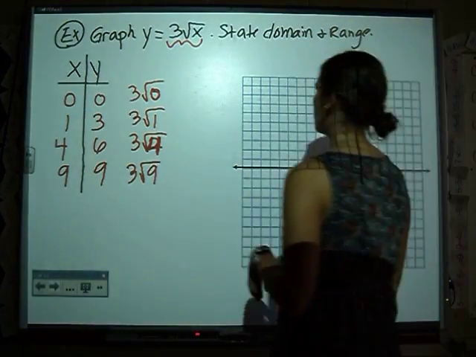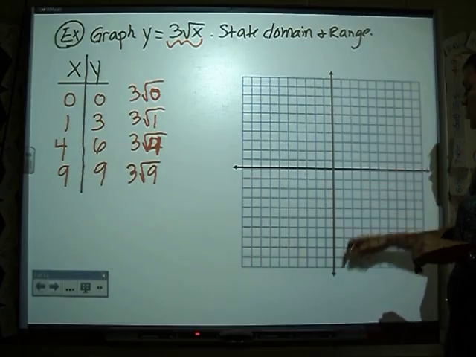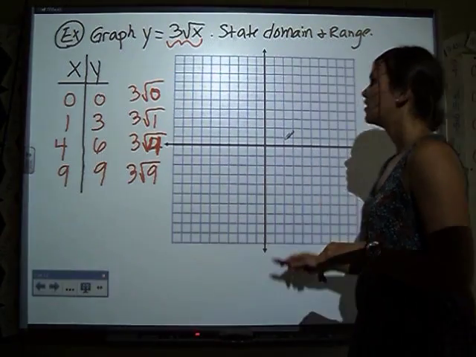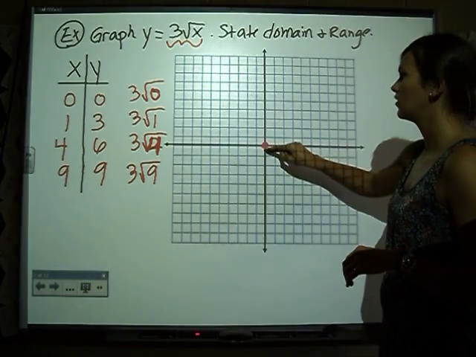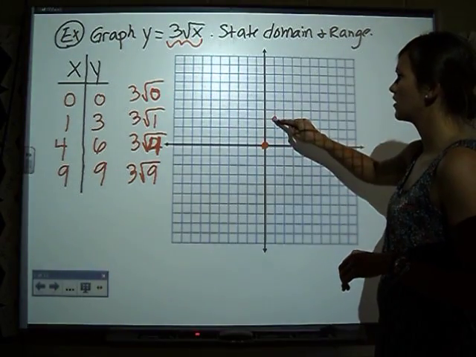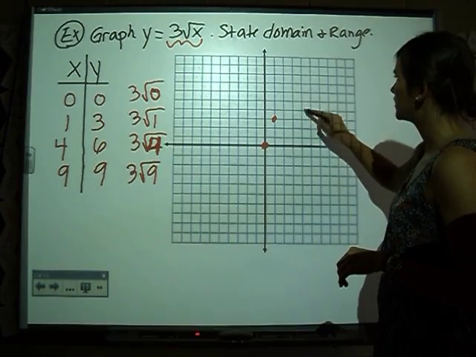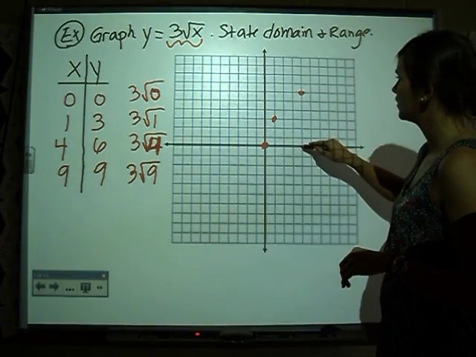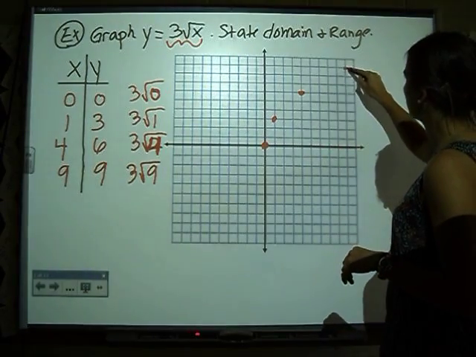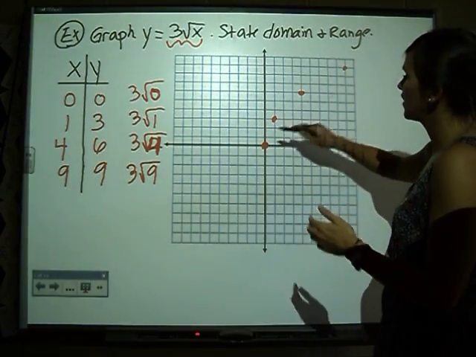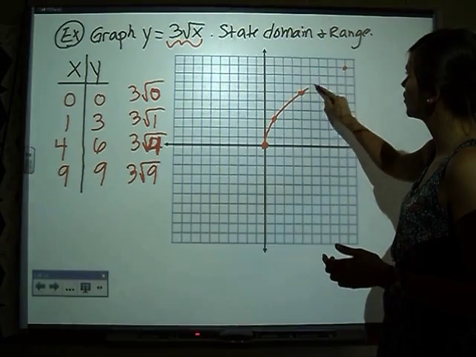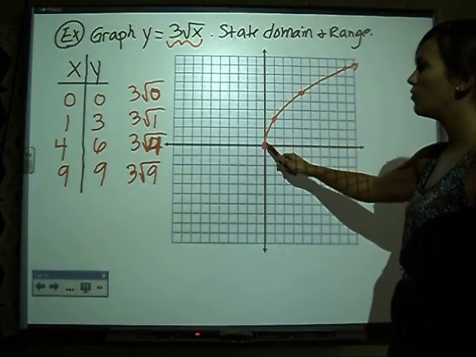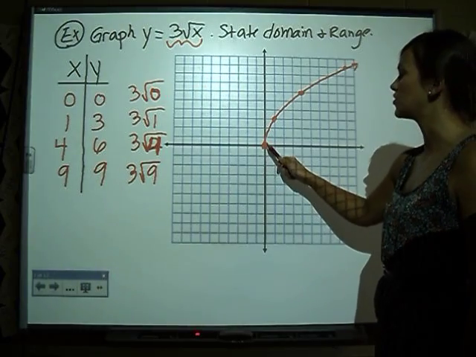And then we come over here and we graph just like usual. So here we have 0, 0, 1, 3, 4, 6, and 9, 9. We want to make it that little curve that we saw earlier. It's going to be this curved function, not a straight line. And we don't go below this point. This is where we restrict it.